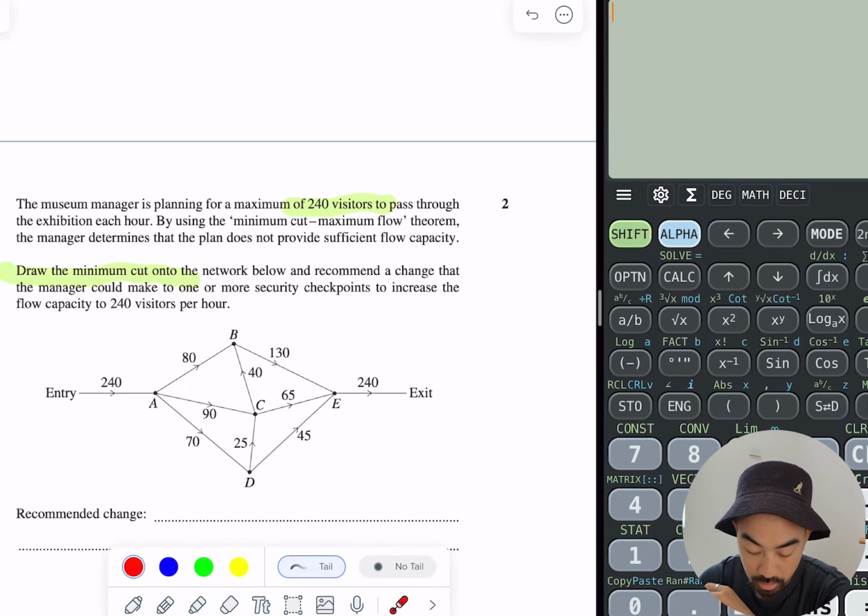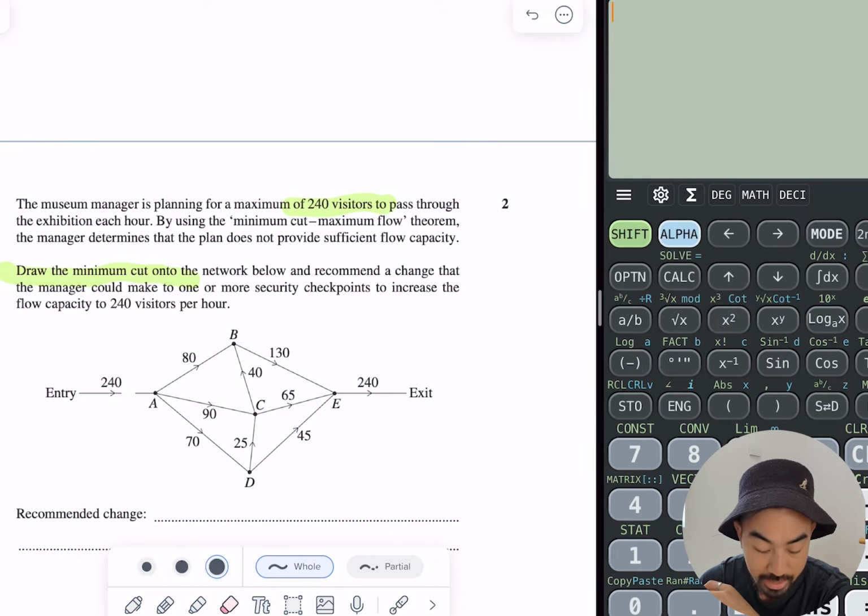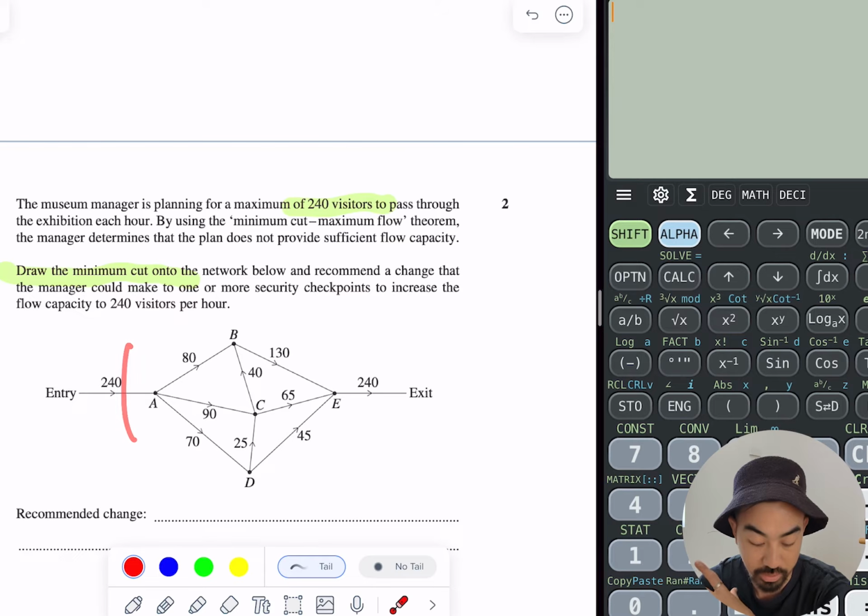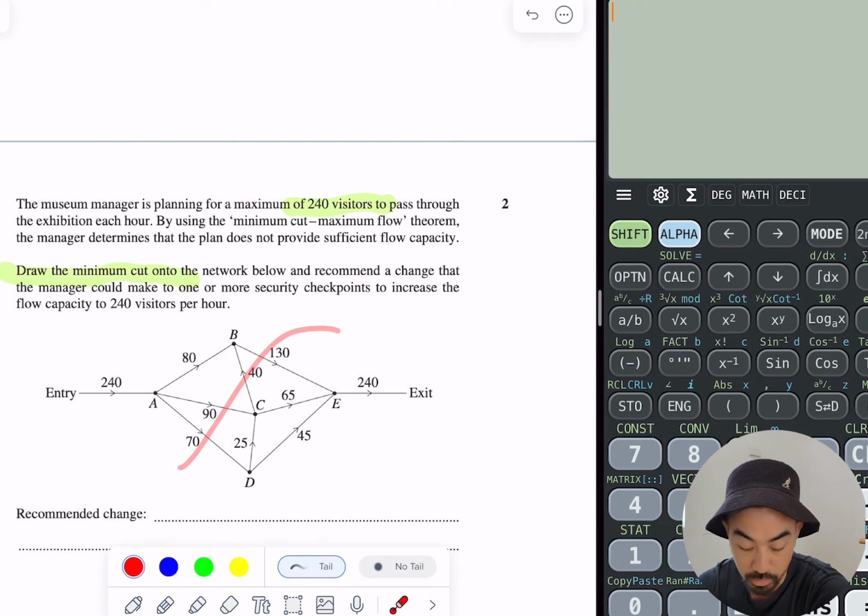So let's have a look. Now that obviously is not going to be it, because it's 290. We're looking for a number smaller than 240. Okay, so we did this one before, so it's not going to be that one. Now, what about this one here? Okay, so along this one here, it would be 80, 40, 65, and 45.